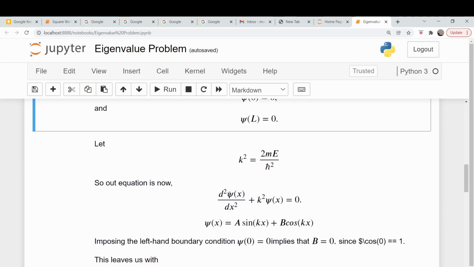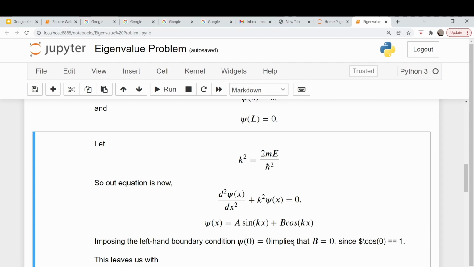So our equation is this, and this has a very simple solution. Psi is equal to A, some unknown constant of integration, sine kx, plus B, again another unknown constant of integration, cosine of kx. So our left-hand side boundary condition, psi at x equals 0 is equal to 0.